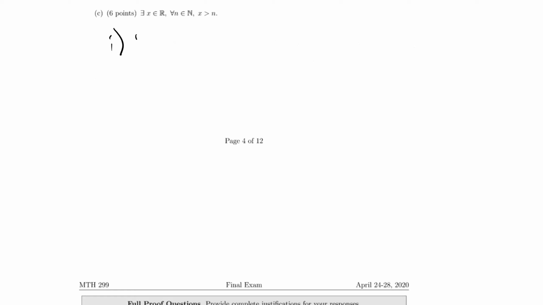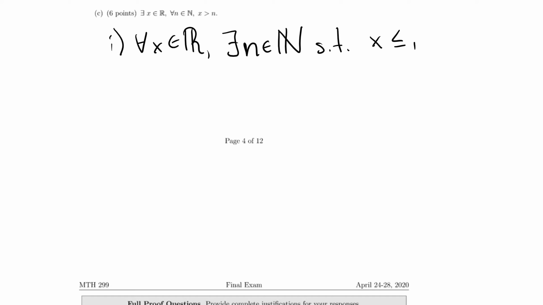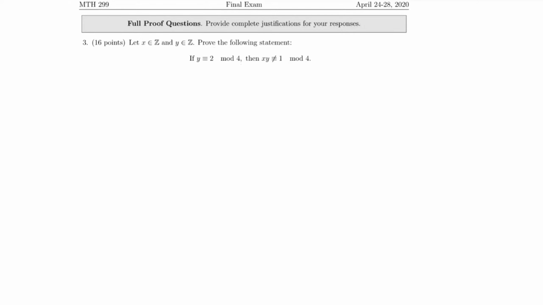All right, negation: for all x in the reals, there exists an n in the naturals such that x is less than or equal to n. A lot of people forget this, so the negation of a greater than is a less than or equal to. You have to have that equal to in just one of the two things. So there exists an x such that for all... Ooh, the original statement is false, and you could even prove that by the AP. All right. Full proof questions. Cool.